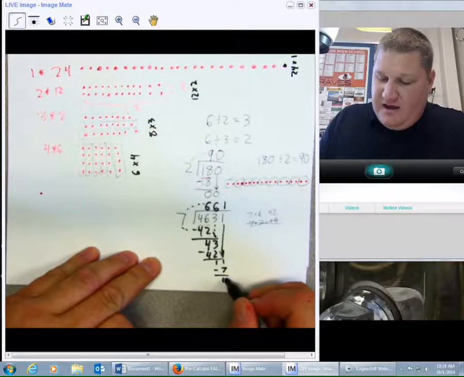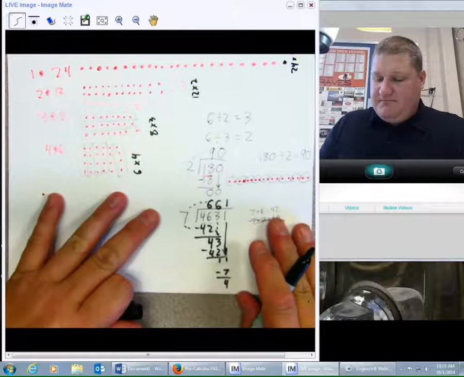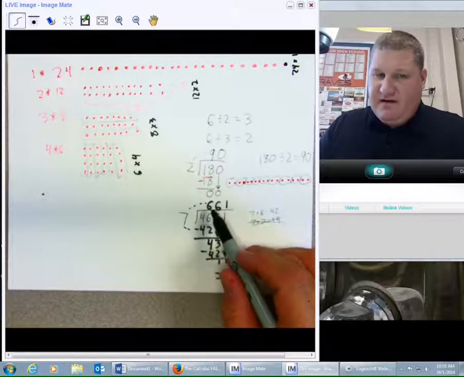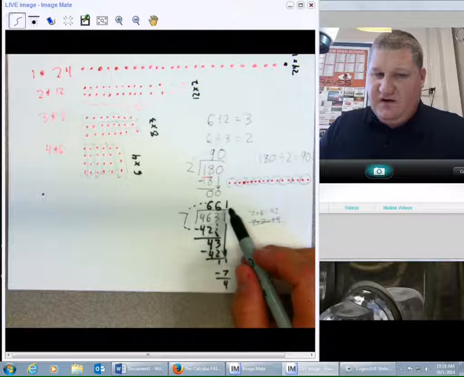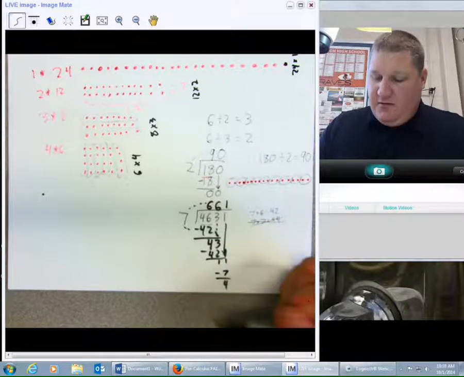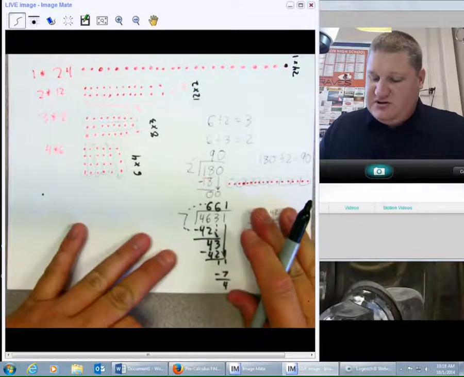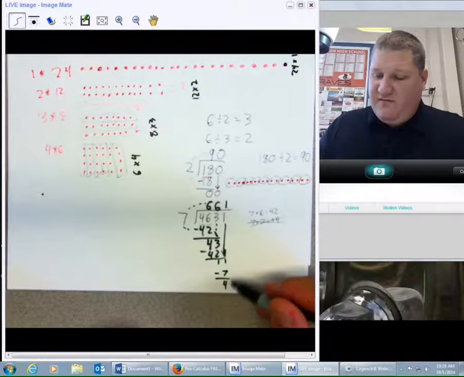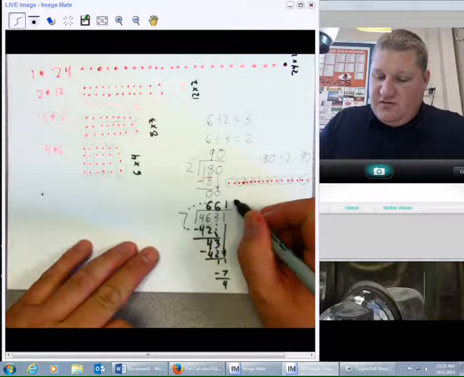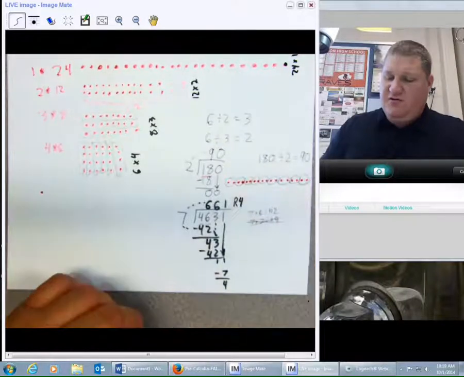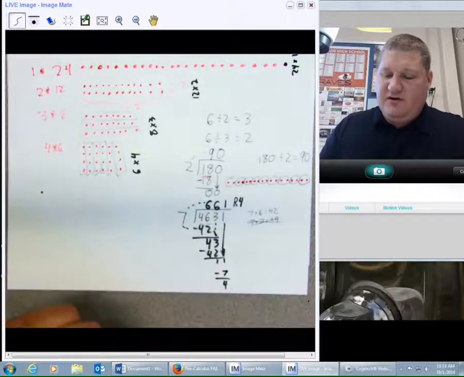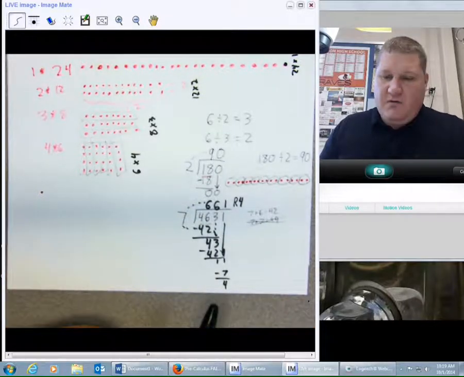And now I have a problem. Because if this went evenly, I would have 661, and that would be enough. But unfortunately, when I subtracted 7, I have 4 left over. If I have 4 left over, I can do one of a couple things. For now, just put remainder 4. So does 7 go into 4,631 evenly? The answer is no. No, it doesn't.